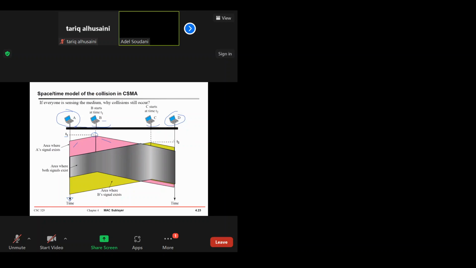At that second moment, which is the instant T2, machine C decides to send data. What will it do if it decides to send data? It will simply apply the sensing of the channel. What does it mean, applying the sensing of the channel?